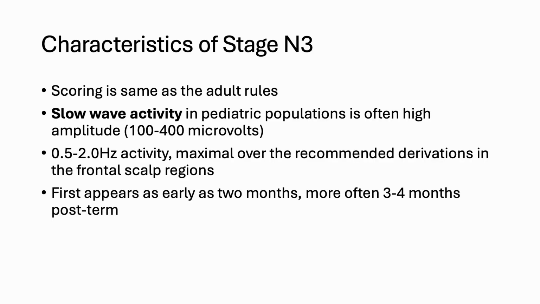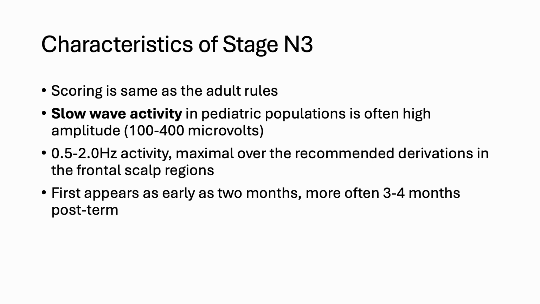Stage non-REM 3 is scored just like adults are scored. But remember that kids are growing more than adults, and so they have a lot more slow wave sleep, and they have greater amplitude instead of the required 75 microvolts. It's common to see 100 to 400 microvolt amplitude, and that's huge. It's always 0.5 to 2 hertz maximal over the frontal region.